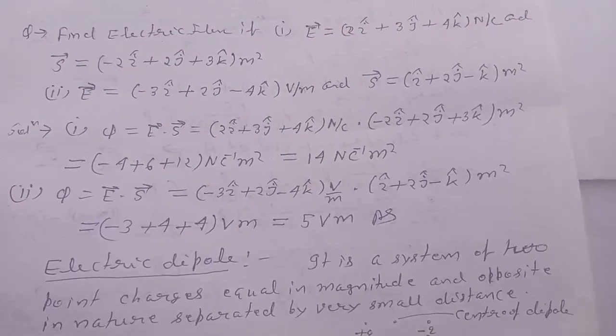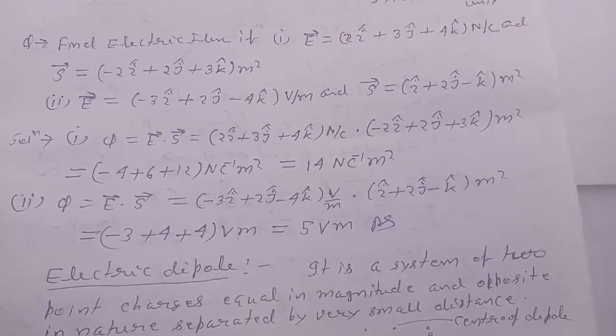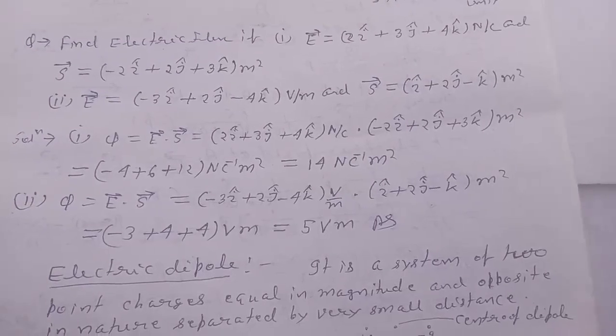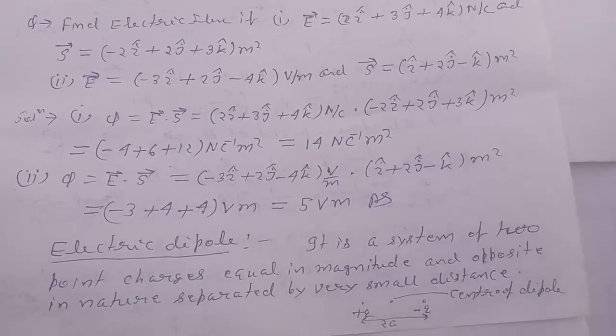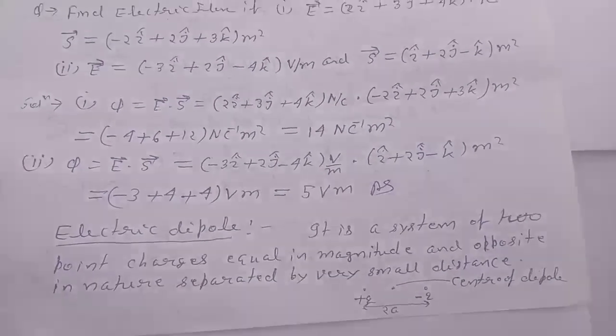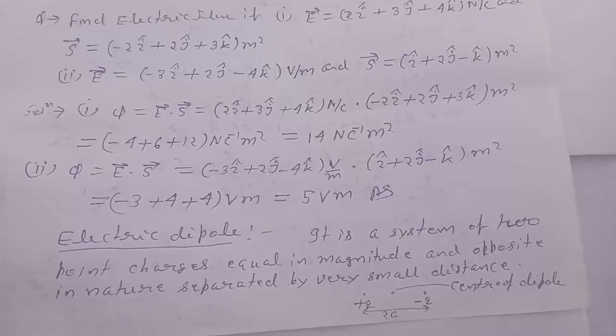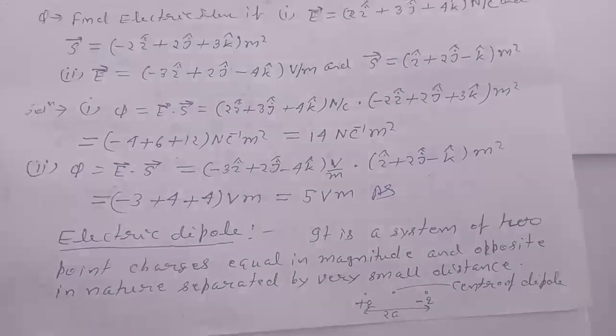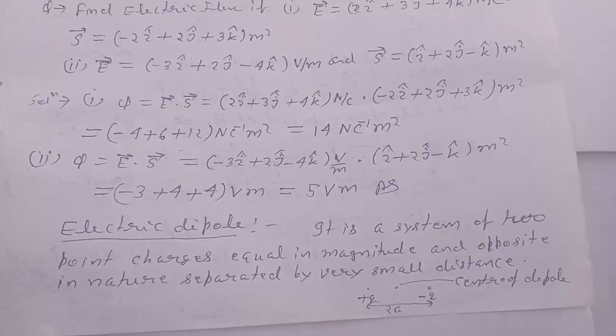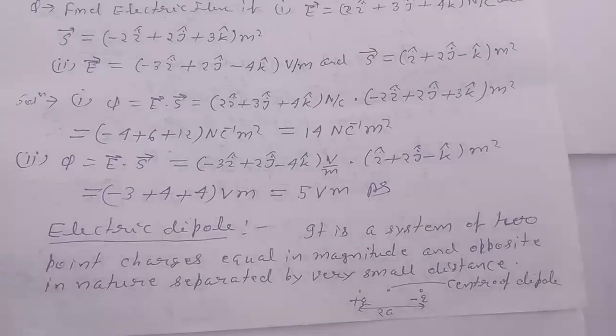Solution: phi equals E vector dot S vector. So solving this, we get 14 Newton per coulomb meter square. Again, phi equal to E vector dot S vector. Putting the value of E vector and S vector and taking dot product, we get 5 volt per meter. Answer.